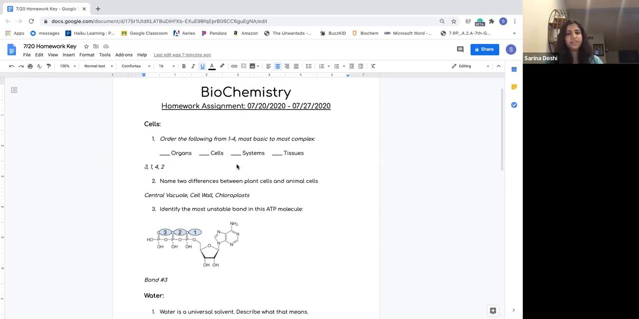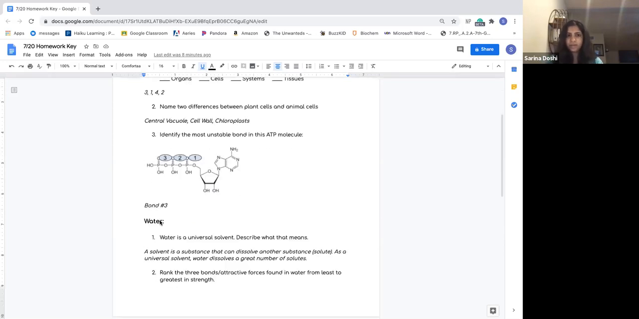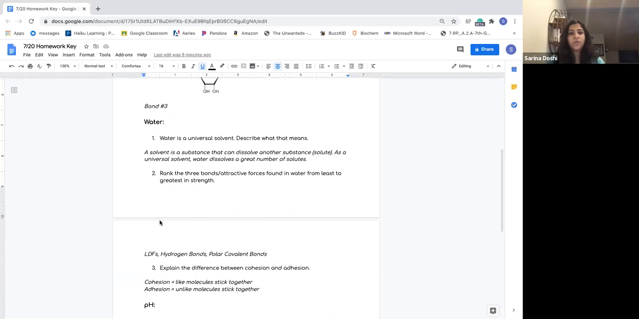So for number 3, the most unstable bond in the ATP molecule would be the third bond, the one between this P and this O, because that's the bond that breaks to release the energy and cause ATP to turn into ADP. Okay, on to water.